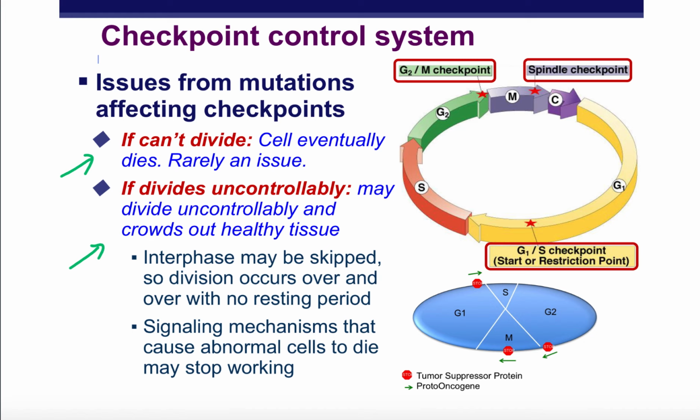It can start skipping over or speeding through interphase so that division occurs over and over with little to no resting period. And at that point, if your cells keep dividing, they actually accumulate more and more mutations that make them more and more abnormal, and they start building up and overcrowding other cells around it. And that is basically cancer.